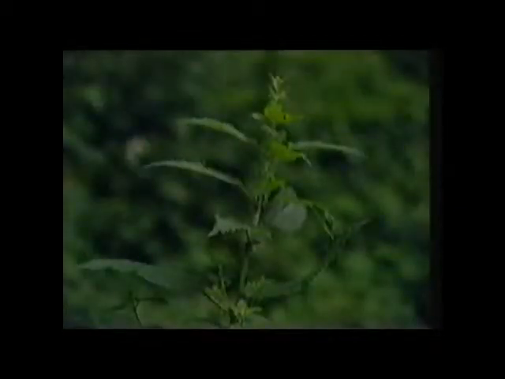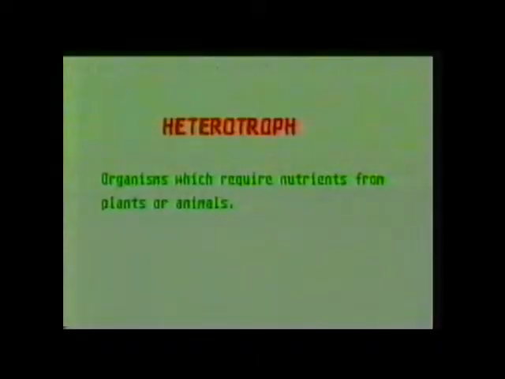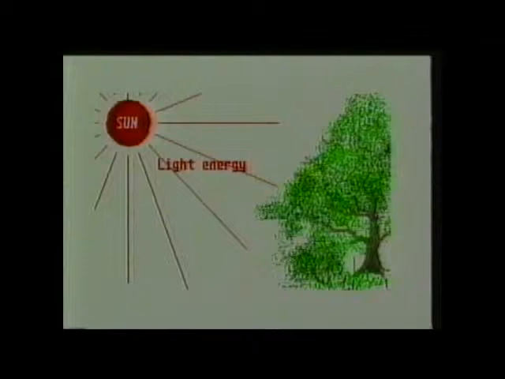Plants which make their own food by photosynthesis are known as autotrophs, a term which means self-feeding. Animals must eat plants or other animals in order to obtain their food and are called heterotrophs. We can draw a picture which shows the flow of energy from the sun to the plant. The plant converts light energy into chemical energy, which in turn is passed on to all other animals.